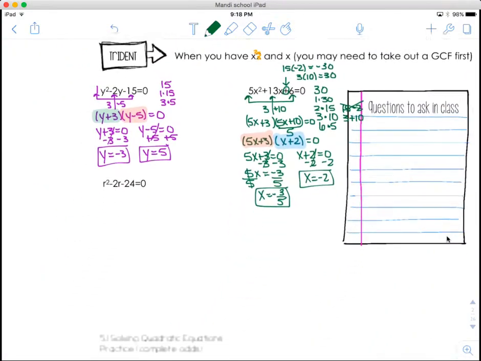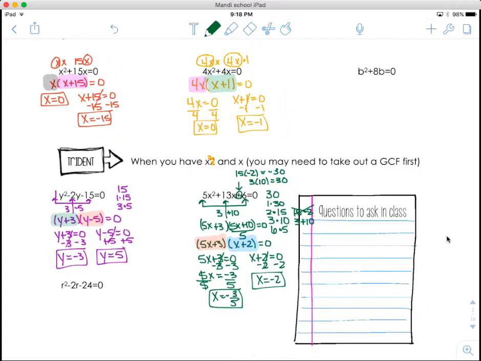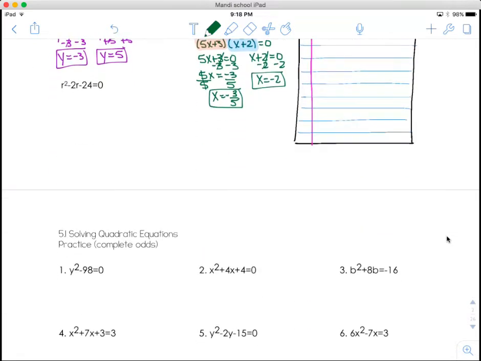We're going to save this last example for the classroom when we start at the beginning of the class tomorrow also. Okay, if you want, you can go ahead and start on the practice problems. You will do odds, and then when you get to the review, you will do all of them.